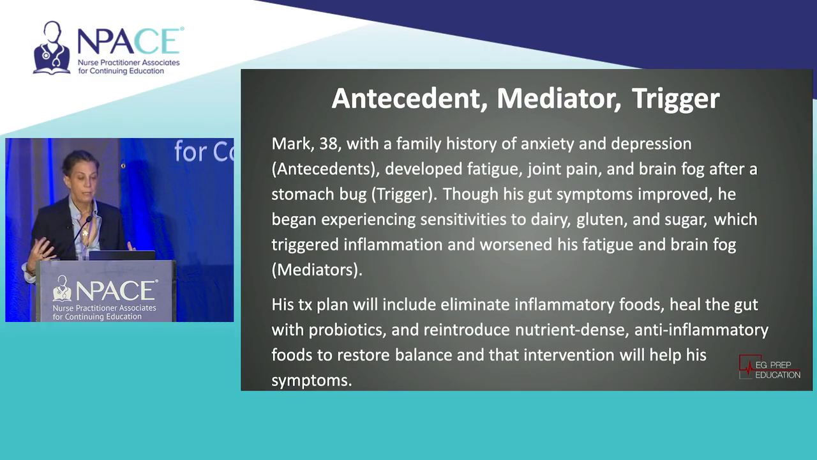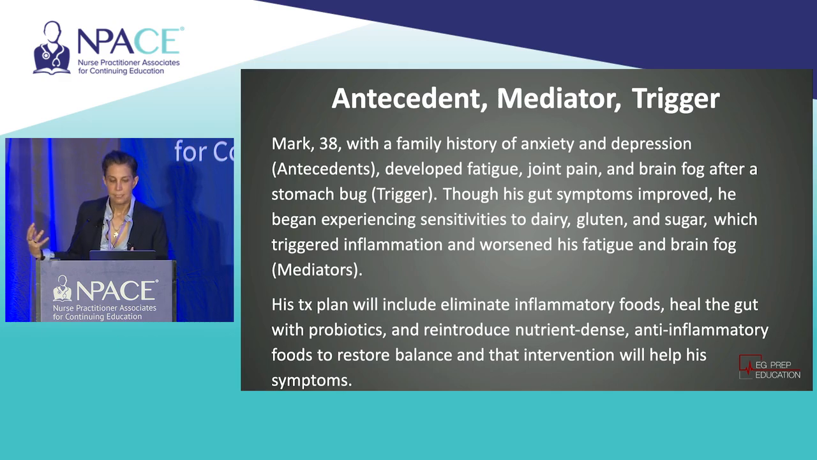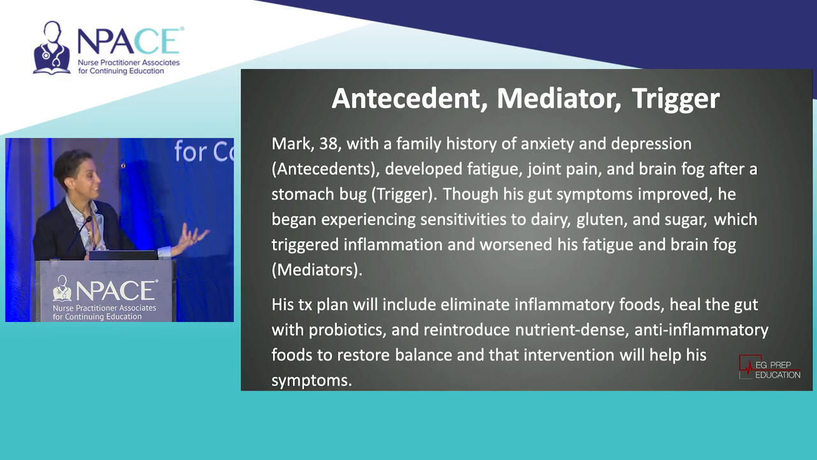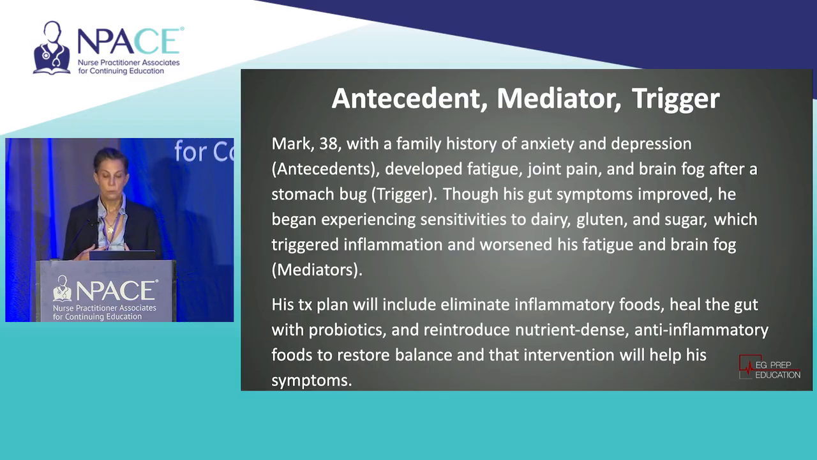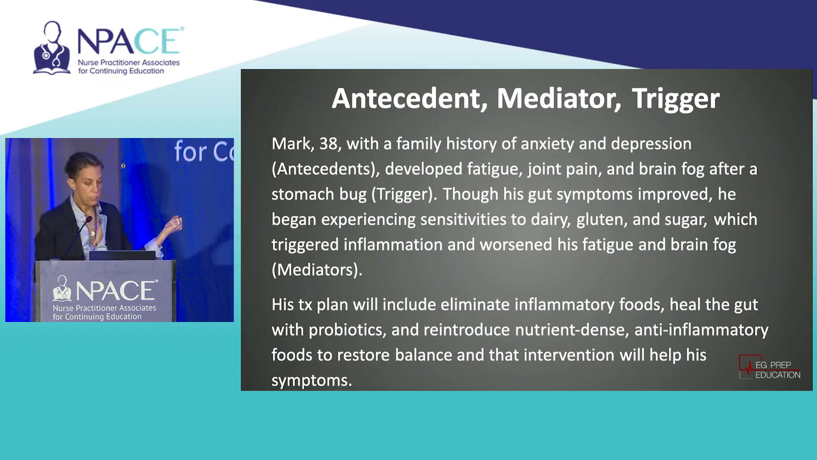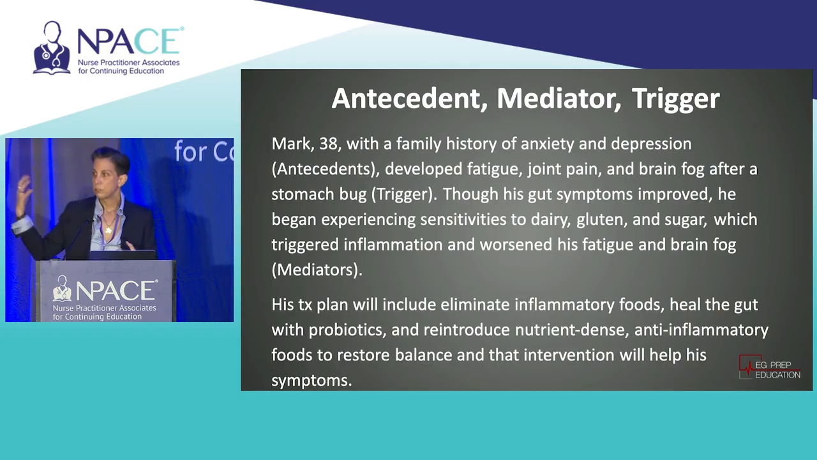Mark, 38, family history of anxiety and depression, antecedent. Developed fatigue, joint pain, and brain fog after a stomach bug. That's the trigger. Though his gut symptoms improved, he began experiencing sensitivities to dairy, gluten, and sugar, which triggered inflammation and worsened his fatigue. That's his mediator. This thing happened. He's still eating the standard American diet. It's keeping him at bay. And his treatment plan is then going to include elimination, healing the gut, reintroducing some good foods, and helping to restore balance, so that all his symptoms can go away.